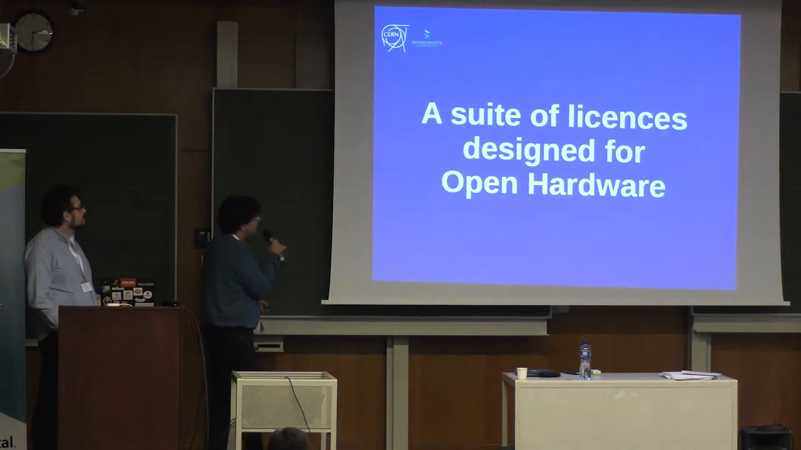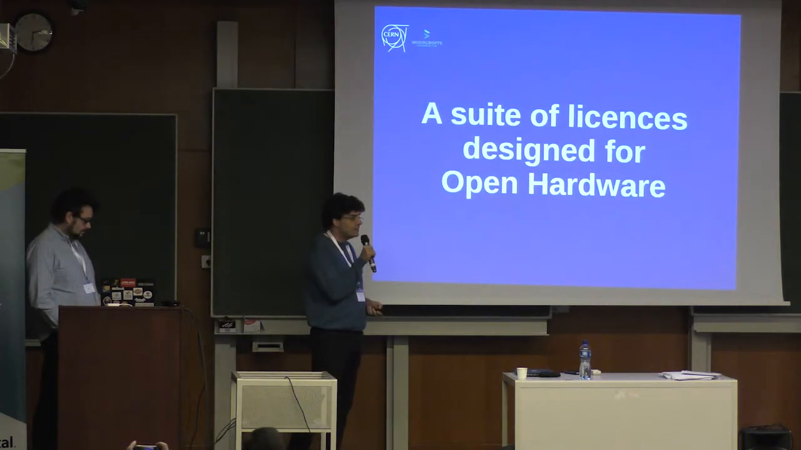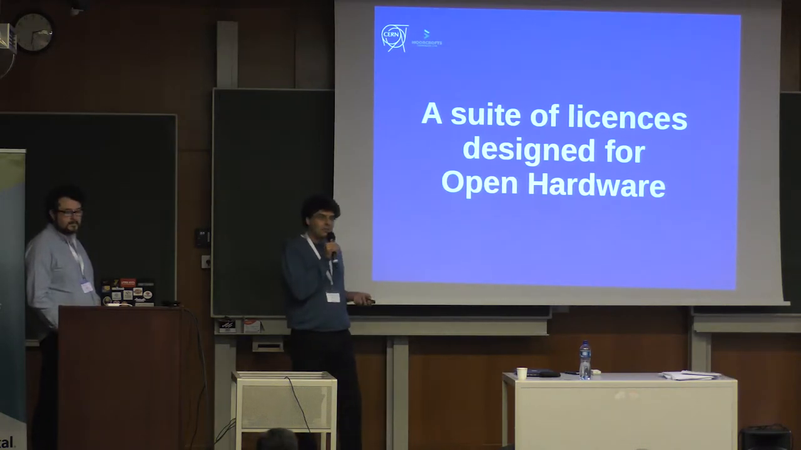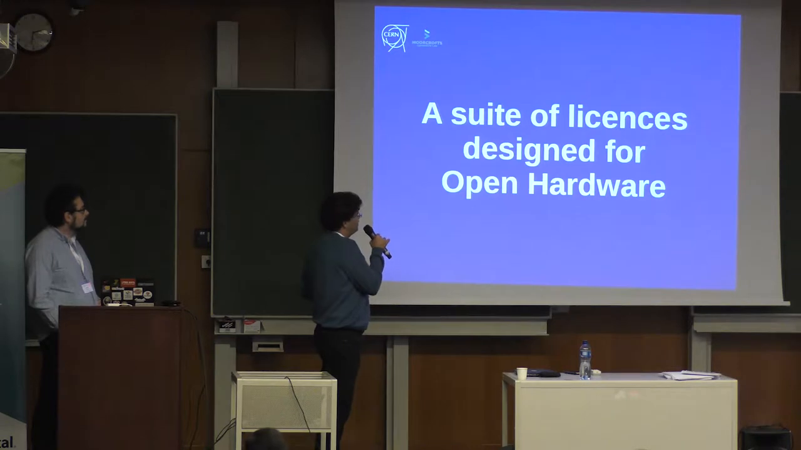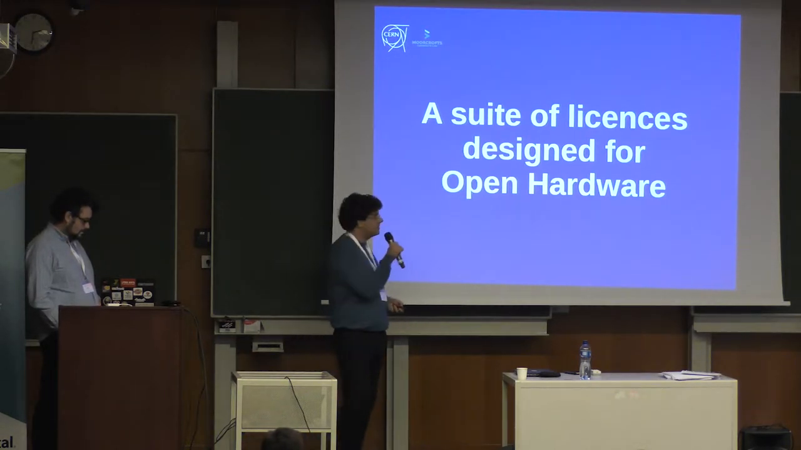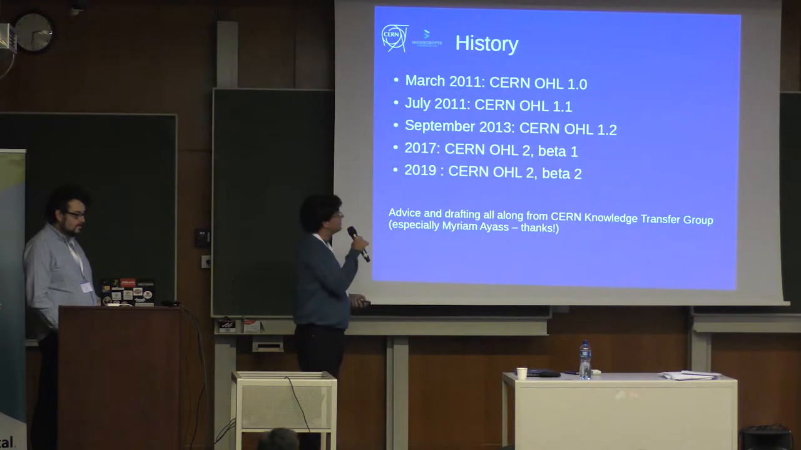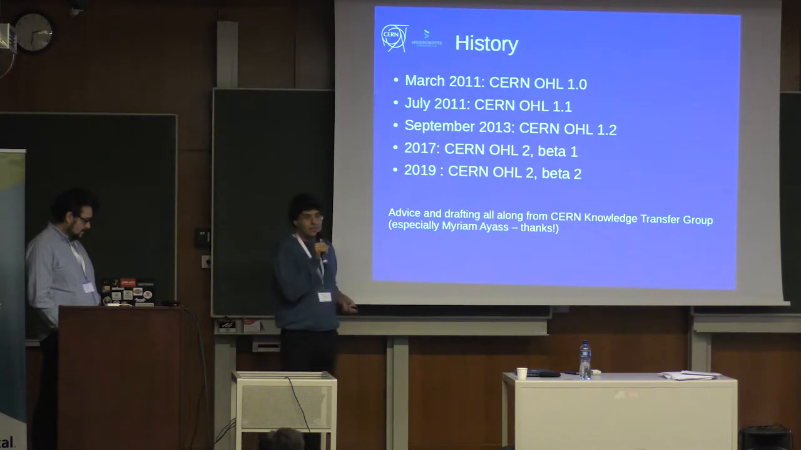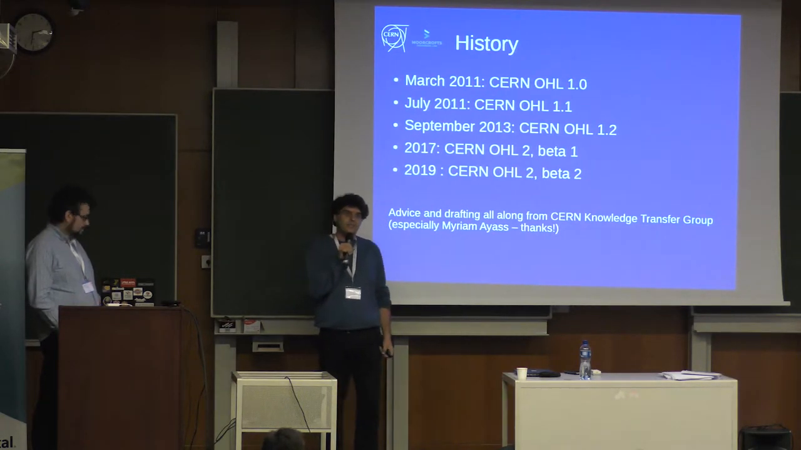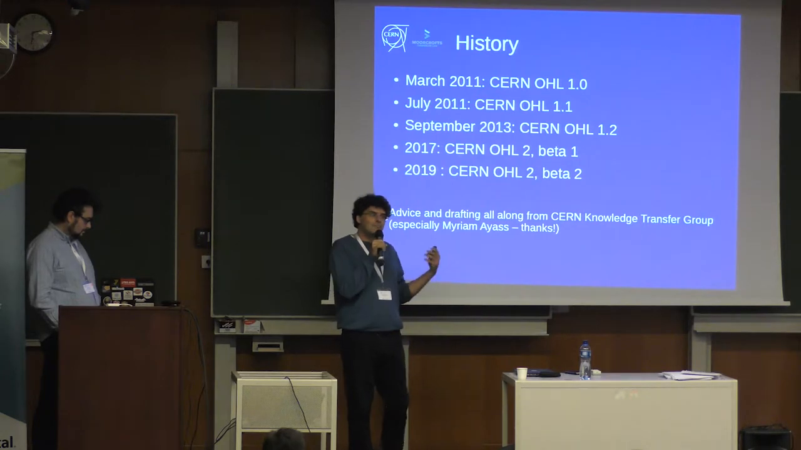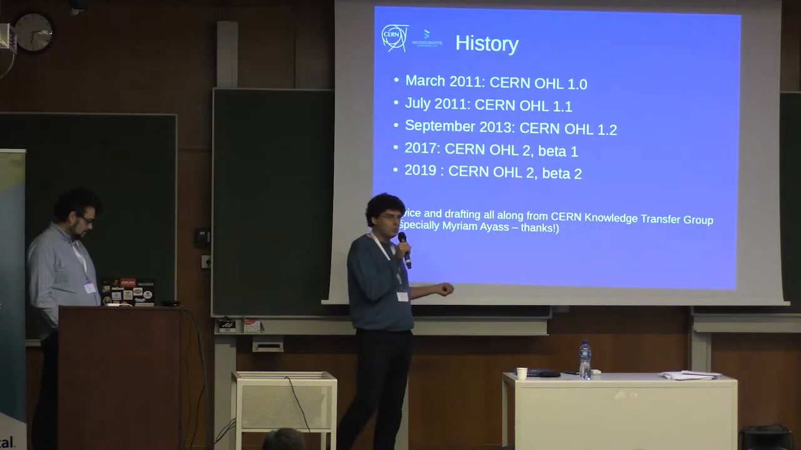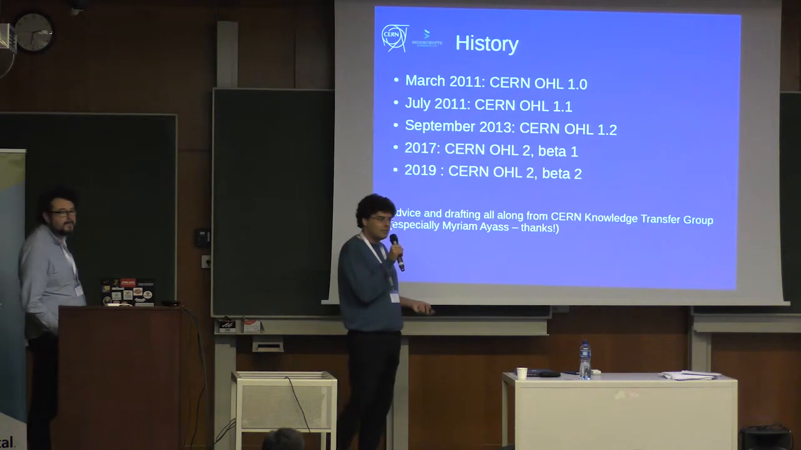So with that said, the CERN Open Hardware License is actually a suite of licenses, and we will say much more about it later. And they are designed for supporting the sharing of open hardware designs. So historically, the first version saw the light in 2011, after some discussions in 2010, and it was triggered by our vision to have something equivalent in terms of sharing environment to our friends in the free and open source software world. So we identified a number of things we needed to do to get there.